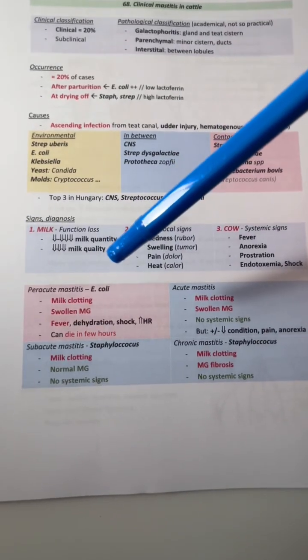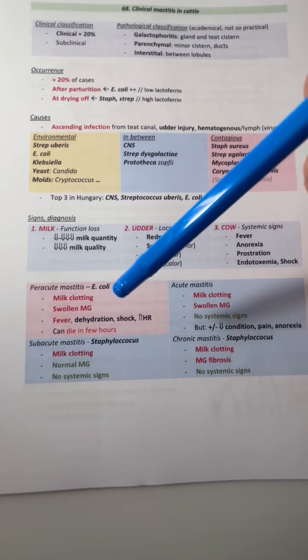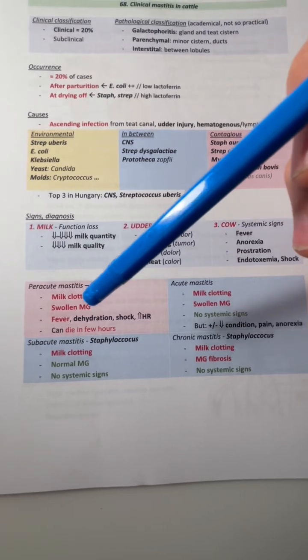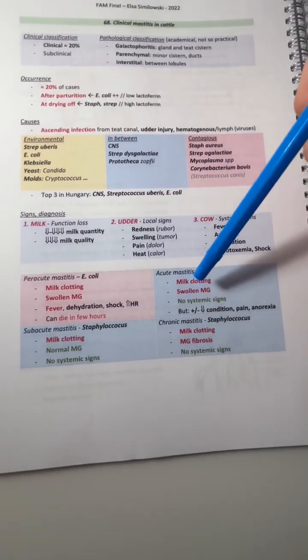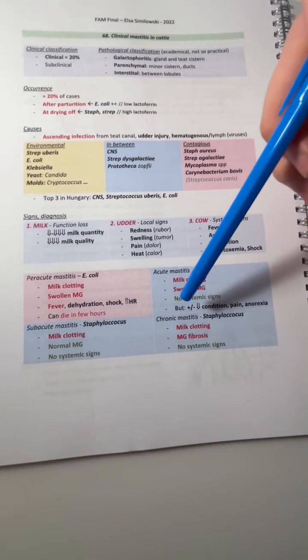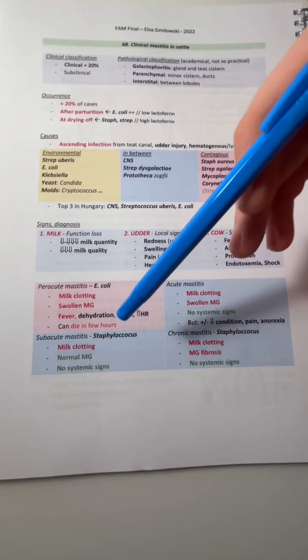For peracute mastitis, this is caused by E. coli. We can see milk clotting, a swollen mammary gland, as well as fever, and they can die within a few hours. In acute mastitis, there will be milk clotting and a swollen mammary gland as well, but there will be no systemic signs. And in subacute mastitis, this is caused by Staphylococcus.